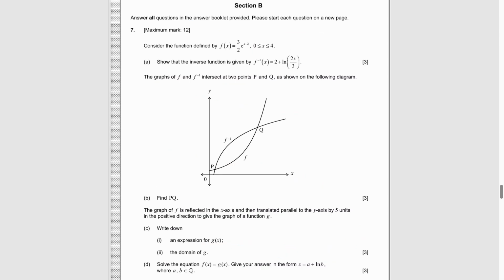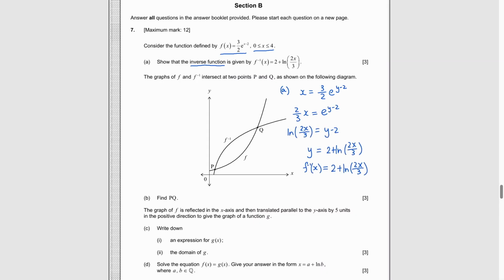Question 7. We have an exponential function, f, and we want to find its inverse. To do this, we swap x with y, and then make y the subject of the equation. Now, the intersections of f and its inverse are points P and Q. Using the calculator, we find that for point P, both x and y are 0.26446, and for point Q, both x and y are 2.518.